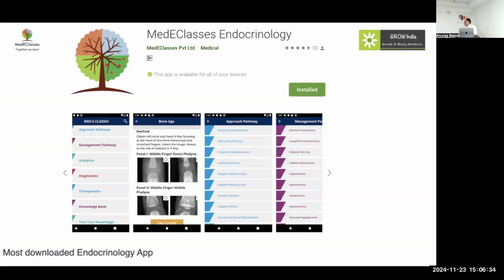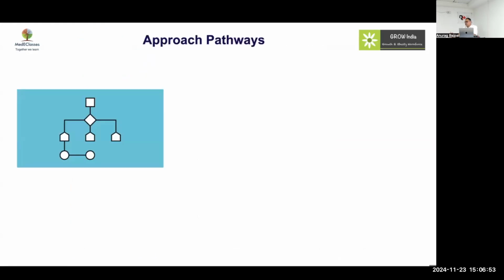So the Mediclasses Endocrinology was the app which was basically released around 5 years ago. It is the most downloaded pediatric endocrinology app, or an endocrinology app, so to speak, with 10,000 installs. There are multiple places where it has been presented, multiple awards have been given, and there are publications which have come out from there. Now, the crux of this app is to try to translate what knowledge is in terms of clinical practice.